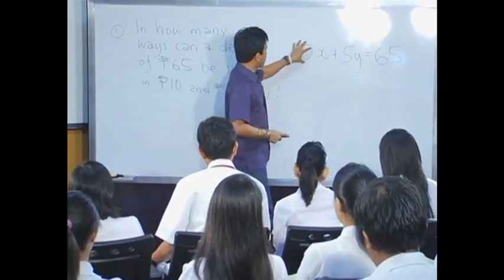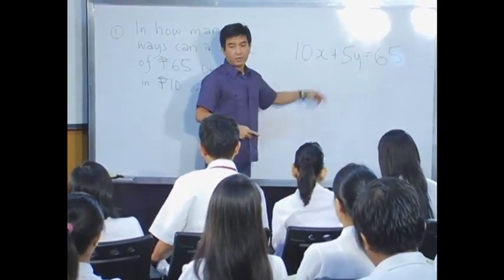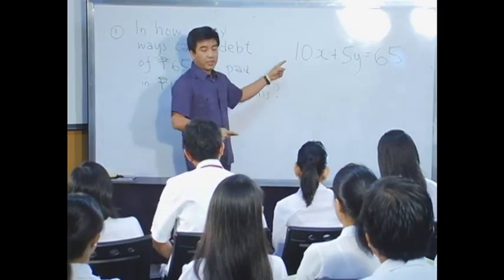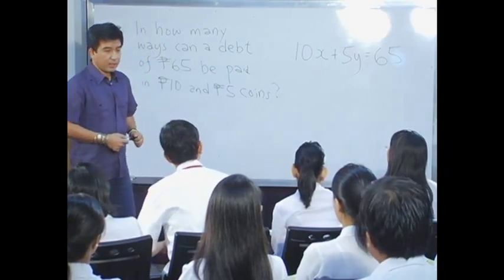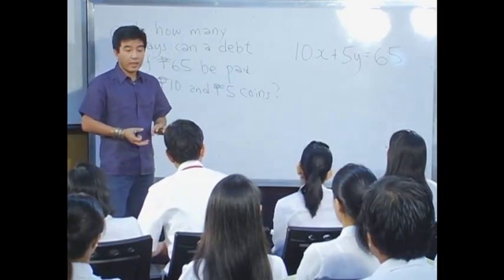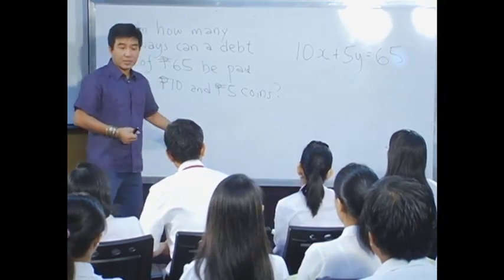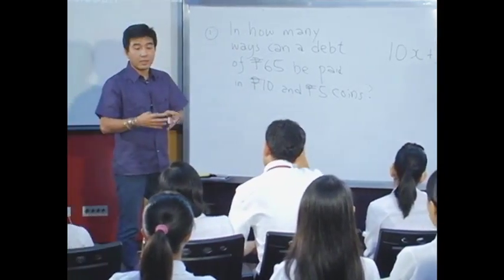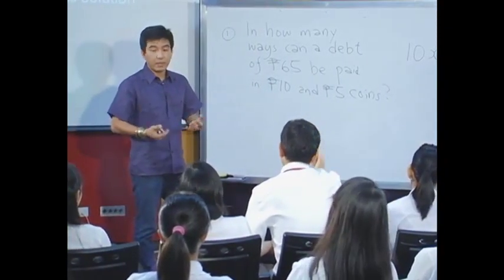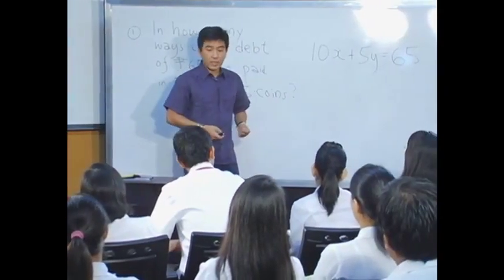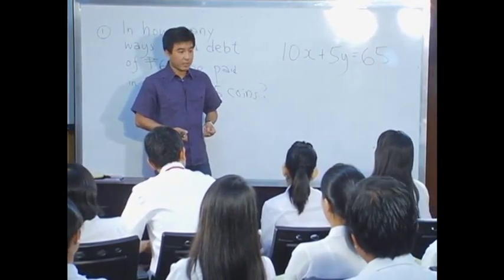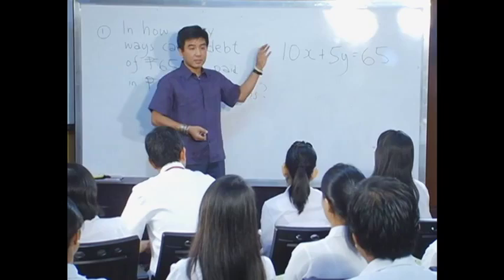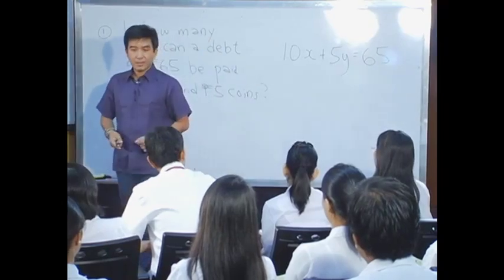So we have coefficients of x, coefficients of y, and a constant term. The question here is how many integer solutions there are. Of course, we want our x and y to be integers, because x and y are just the number of coins with which we pay the debt. If we allow x and y to be real numbers, then we have infinitely many. This is just the equation of a line, right?